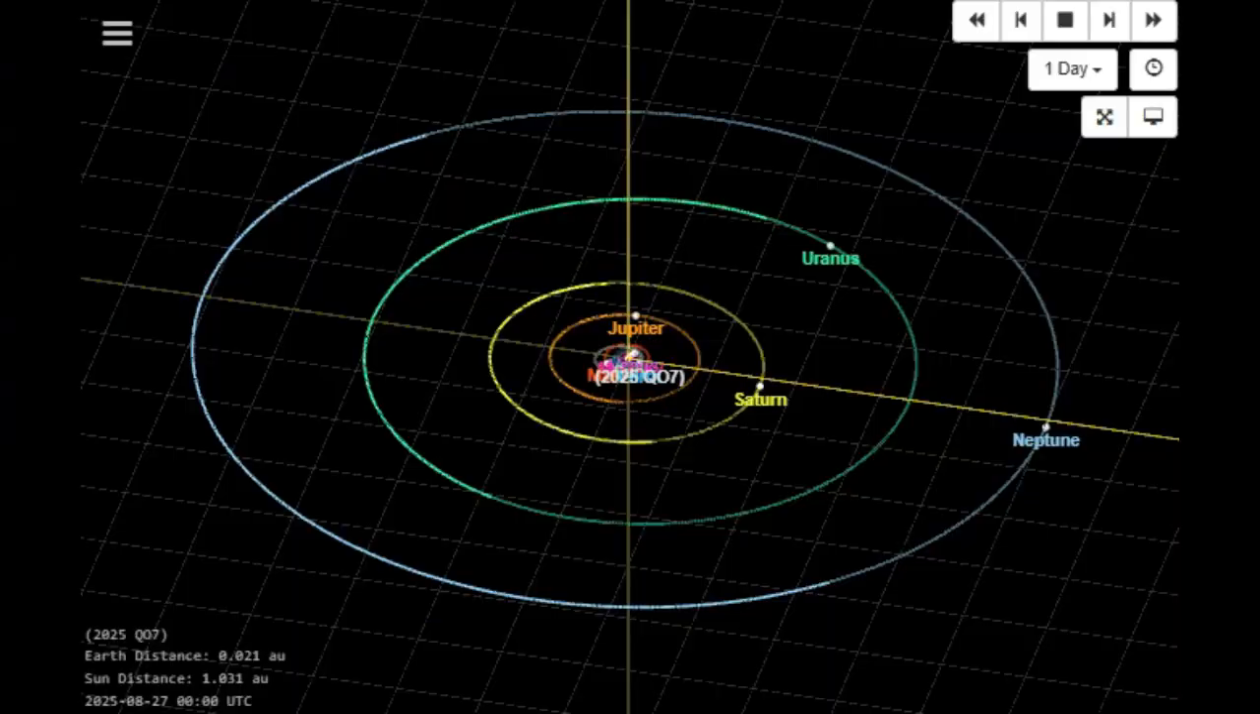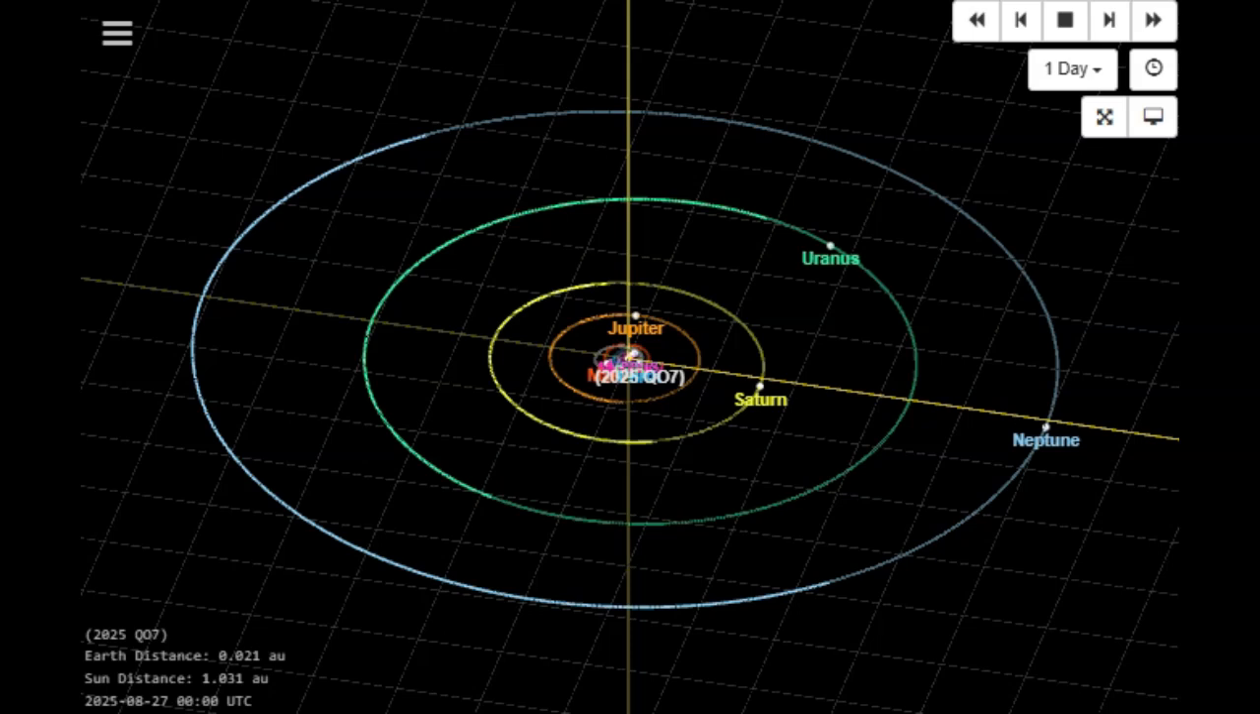In breaking news, JPL, the Jet Propulsion Laboratory, has just released new information on a space rock that will be headed for a close approach to Earth on August 31st. The close approach will put the rock flying between the Moon and Earth, we hope. This information has just come out. This is 2025 QO7.